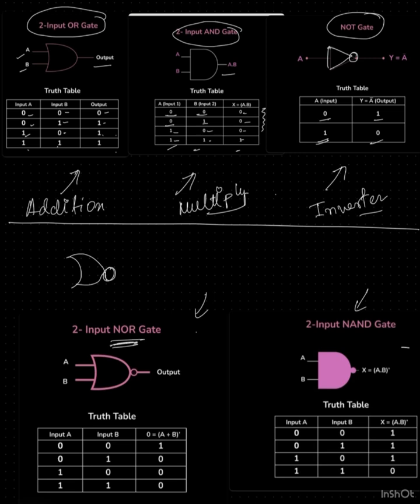So you can say what is a NOR gate? Okay, it is NOT gate plus OR gate. Combination of NOT gate plus OR gate is your NOR gate. Now what was the function of NOT gate? The function of NOT gate was to invert.